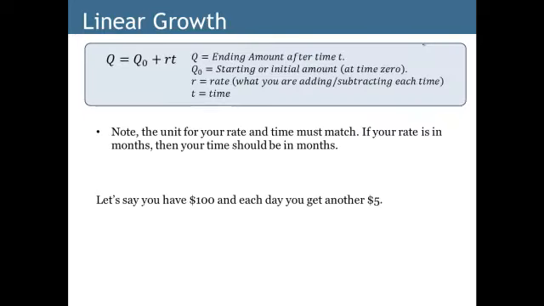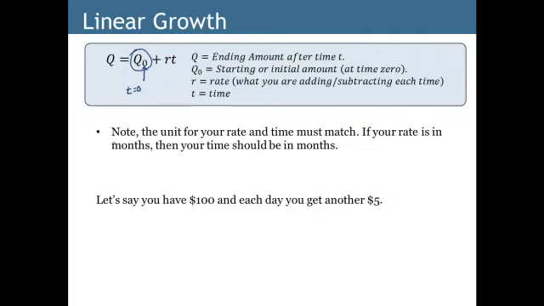And so here is your linear growth formula. Now we use Q as quantity, and this Q sub 0, we read that as Q sub 0. The reason why is this is signifying T is equal to 0. In other words, if T is equal to 0, that's your starting amount, because you're at time 0. Okay, so that's why it's Q sub 0. R is your rate, T is your time.